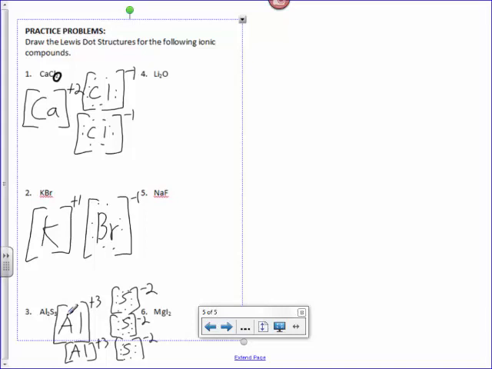So the next 3 are yours. You should probably check them off with me when you get back into class. And we'll move on to metallic bonding next.